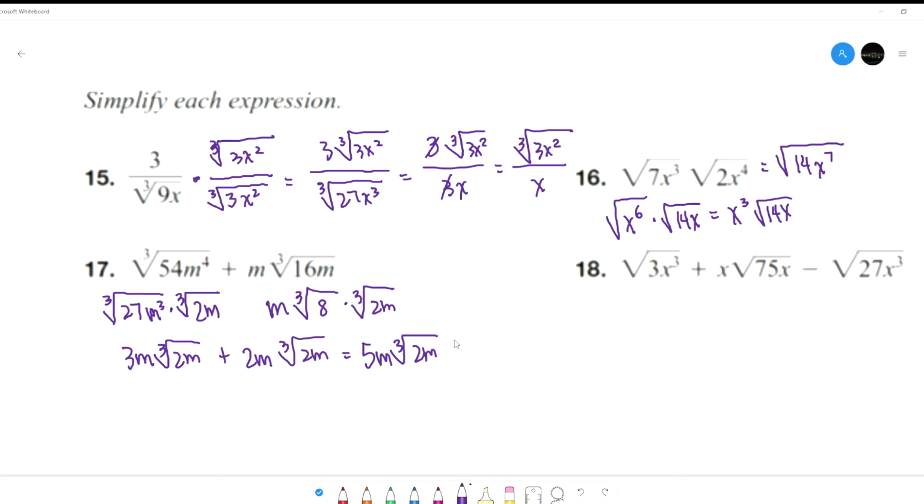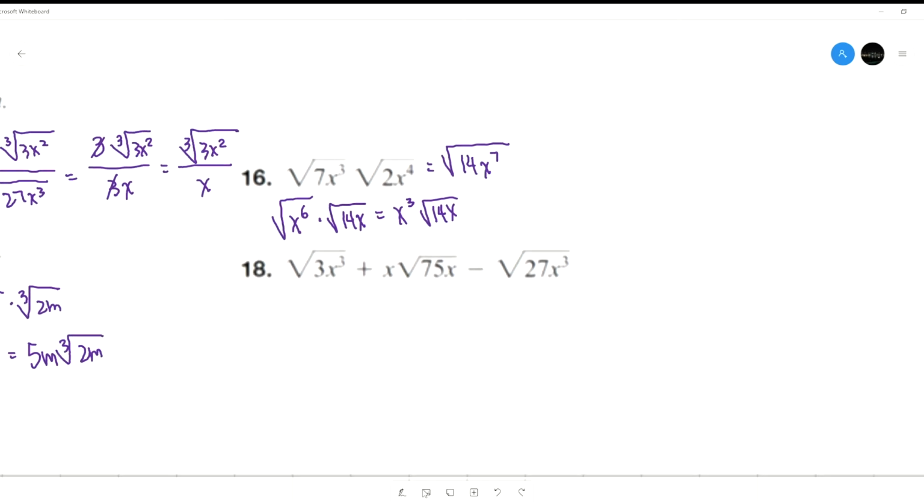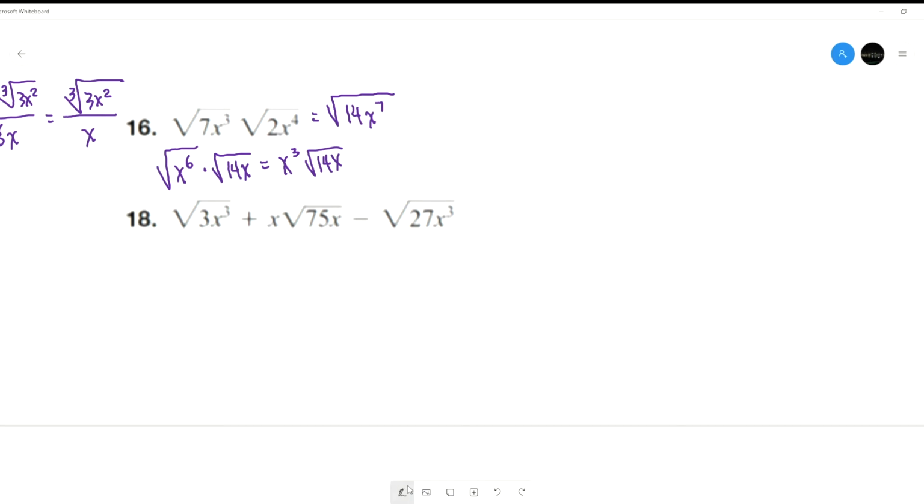All right, next one is square root of 3x cubed plus... So the first term, I don't see anything that will simplify. Let me just move this over here. So I'm going to move on to the second term. I see that square root of 75 can be simplified, right? So this is x times the square root of 25 times the square root of 3x. So that's 5x radical 3x.